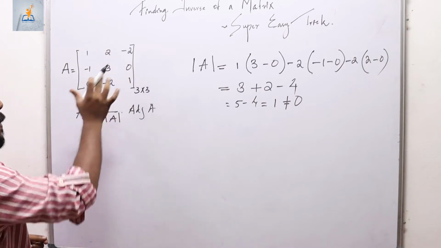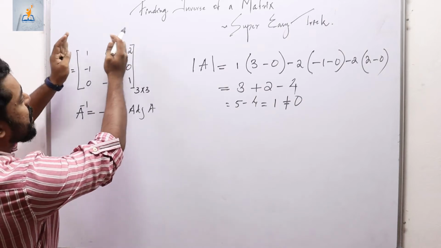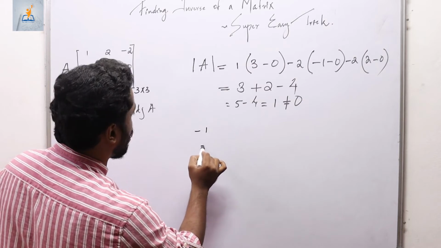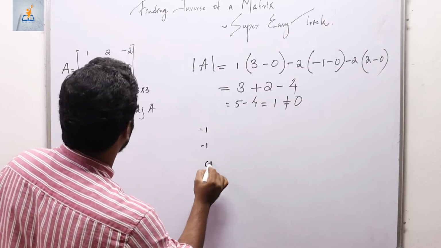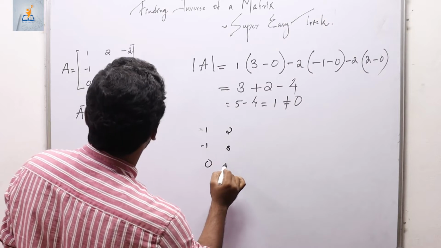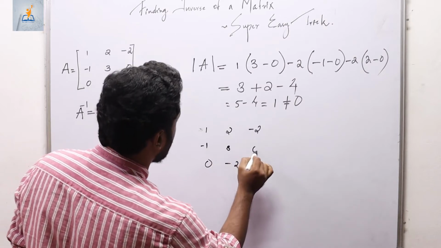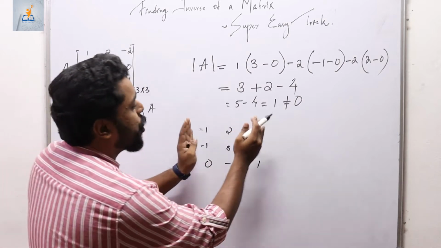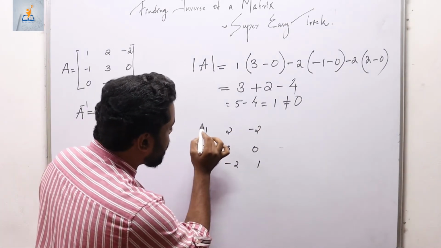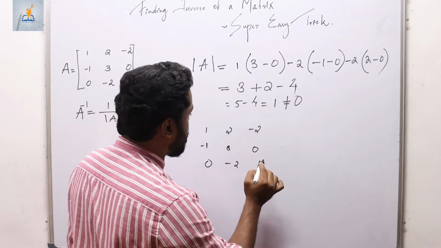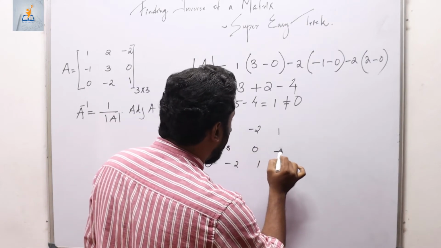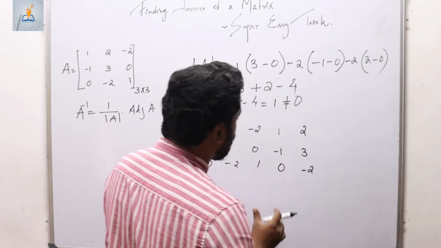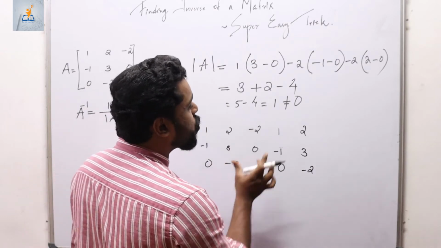In order to apply that trick, you have to write this number table exactly like this in here. So it is equal to 1, minus 1, 0, 2, 3, minus 2, minus 2, 0, 1. So we have written the same matrix without the matrix notation in here. Now we shall replicate the first two columns to the right side. So it will be 1, minus 1, 0, 2, 3, minus 2. I just replicated the first two columns to the right side.